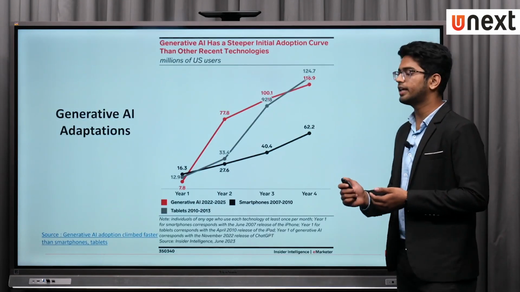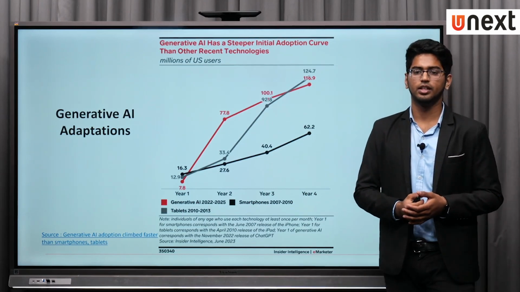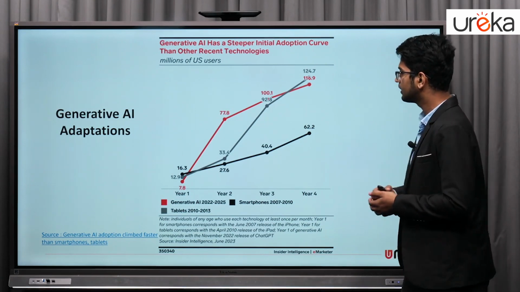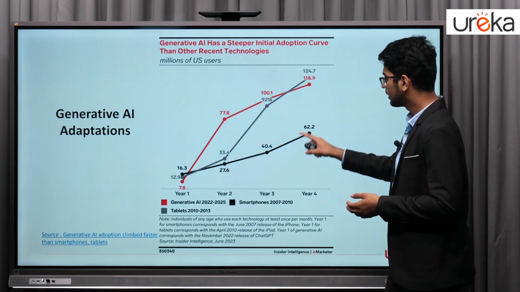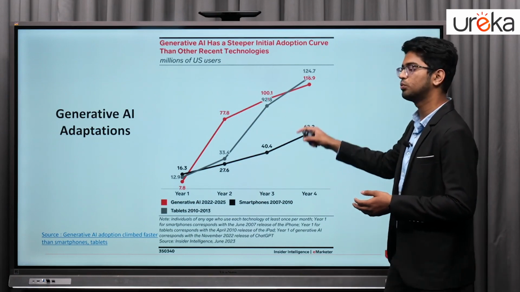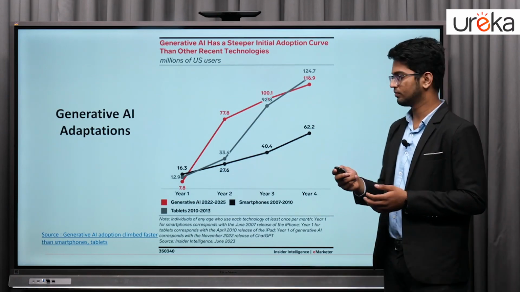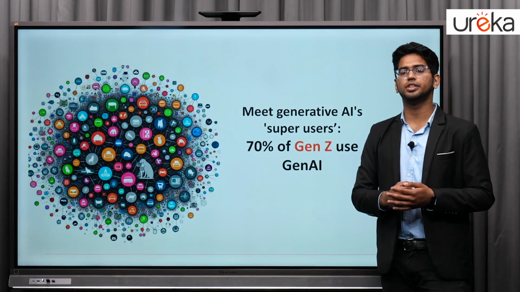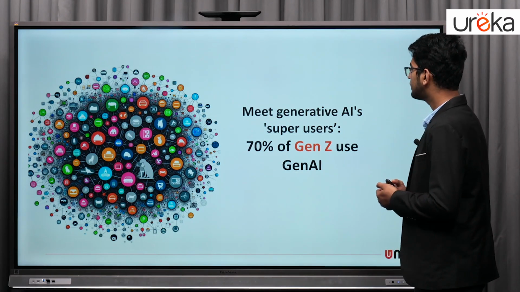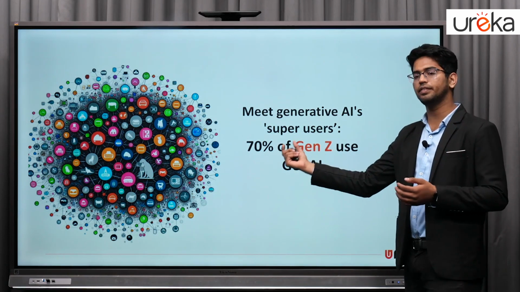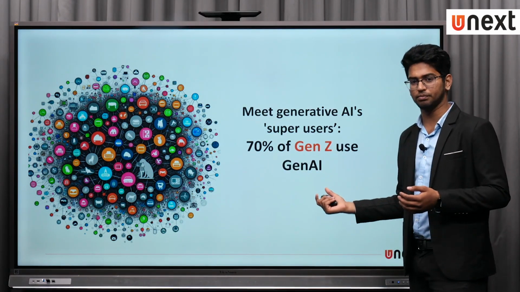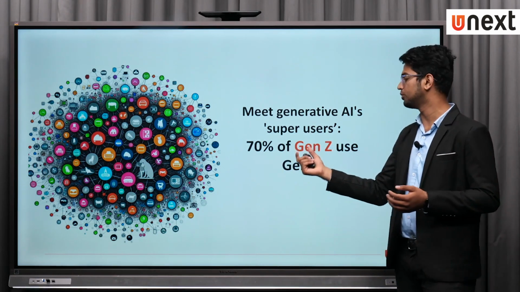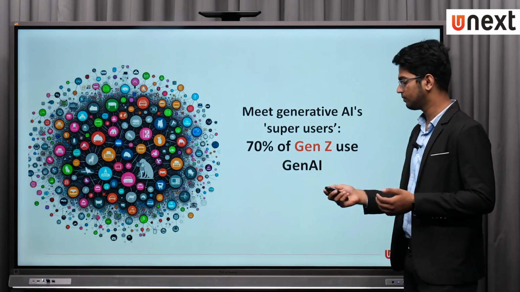So let us understand the generative AI's adaptations. Now, compared to the other hyped up technologies, you can see that the curve for Gen AI is very steep comparing to the smartphones and the tablets, which were also revolutionary. Moving on to what is Gen AI and how do Gen Z leverage this. So you can see that Gen AI has got 70% of Gen Z using them. And when you see the generative AI, we call the Gen Z as the super users of generative AI.